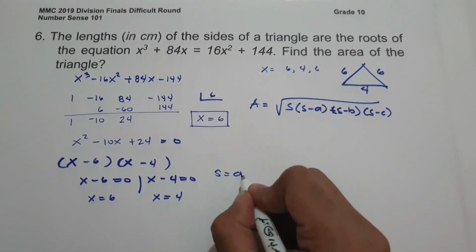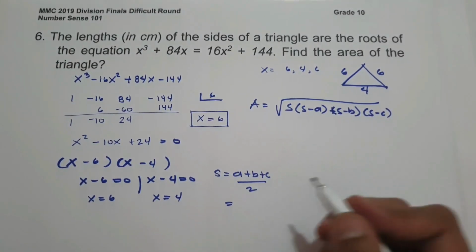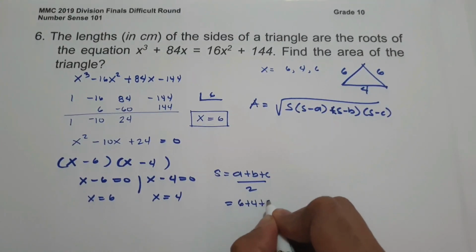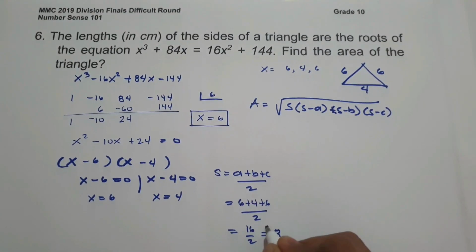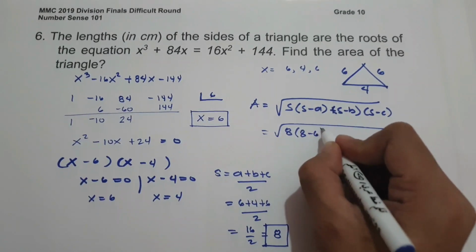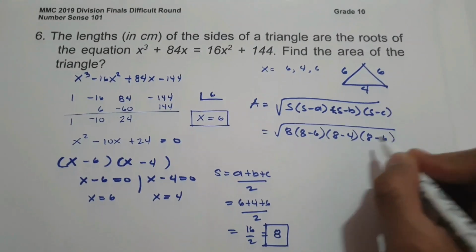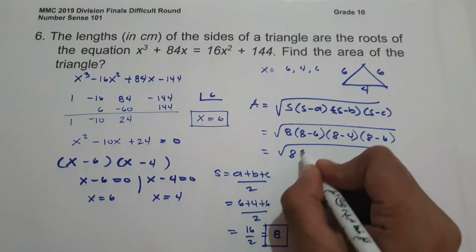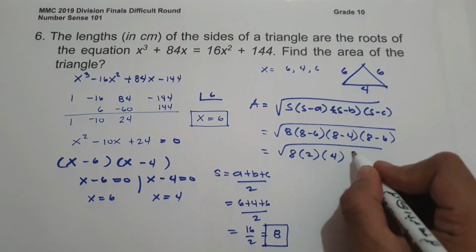So s will be a plus b plus c over 2. A, b, and c are the sides of the triangle. So this will be 6 plus 4 plus 6 over 2. So this will be 16 over 2. So the value of s is 8. And then let us substitute to this one. So we have 8 times 8 minus 6 times 8 minus 4 times 8 minus 6. So we have 8 minus 6, that is 2. And then 8 minus 4, that is 4. And then 8 minus 6 is 2.